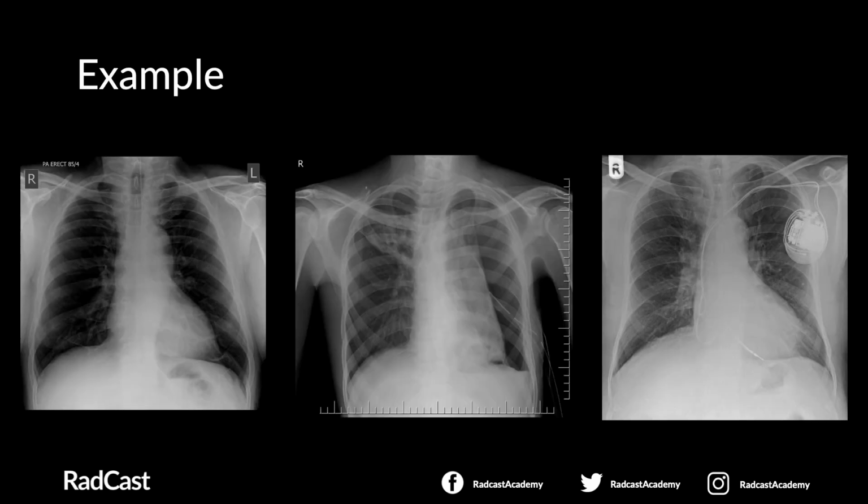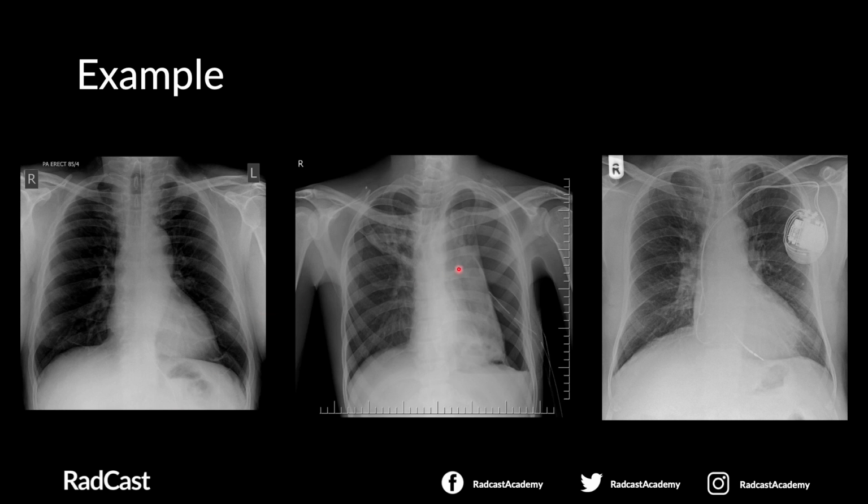So here are our final 3 examples where this may be abnormal. If we start with the leftmost chest X-ray, we can see here a line coming down in the midline, going below the left hemidiaphragm. This would be indicative of an NG tube, and it is in the correct position.